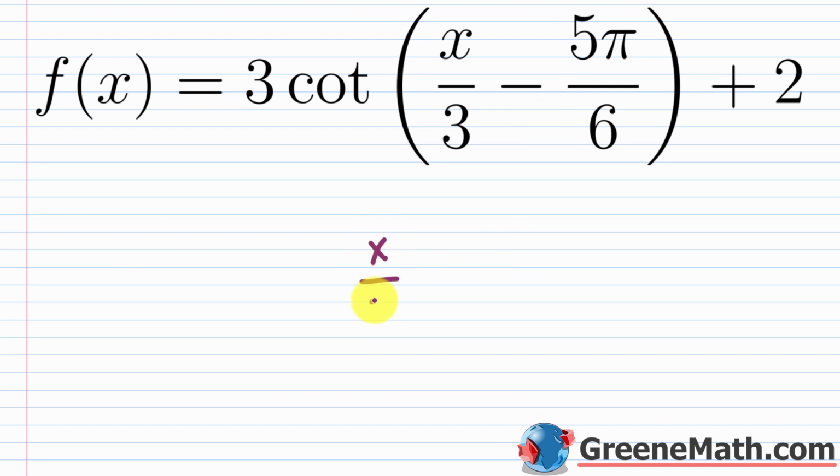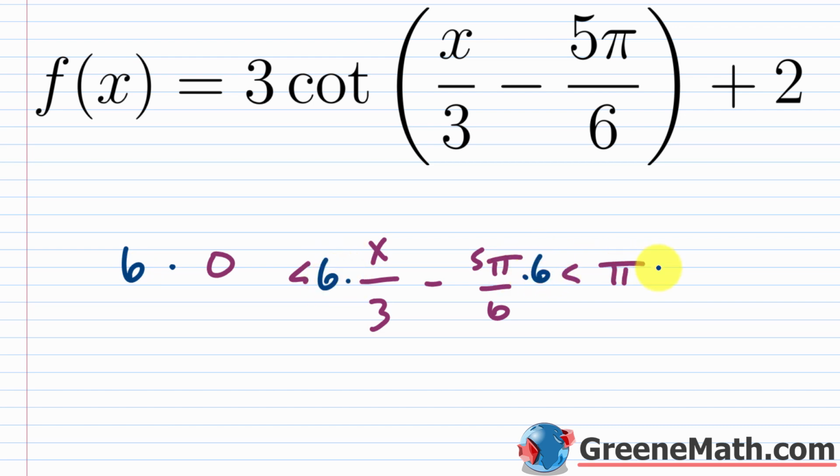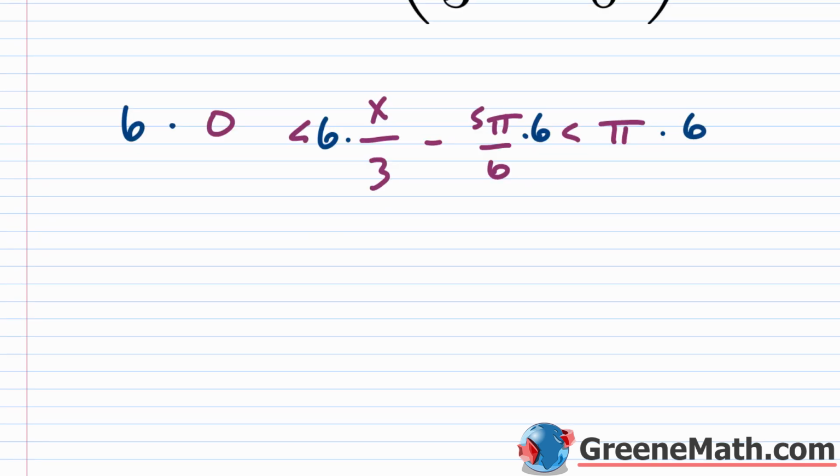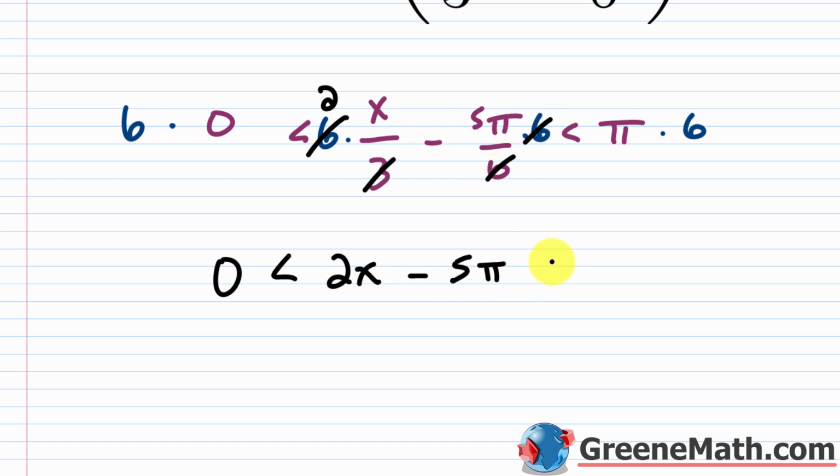So I'm going to go x over 3 minus 5 pi over 6. Now you've got to go greater than 0 and less than pi. So what you're going to do here is find that the LCD is going to be 6. So just multiply everything by 6. So times 6, times 6, times 6, times 6. And 0 times 6 is going to be 0. So this is less than 6 divided by 3 is 2. 2 times x is 2x. And then minus the 6 is cancel. You get 5 pi. So which is less than 6 times pi is 6 pi.